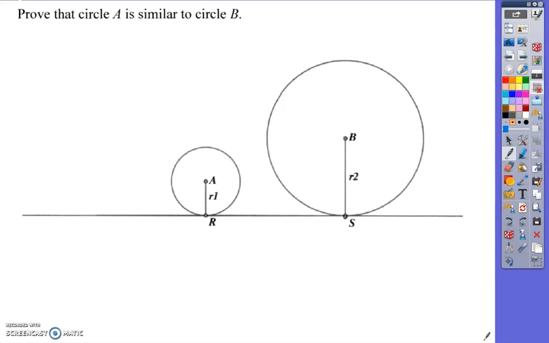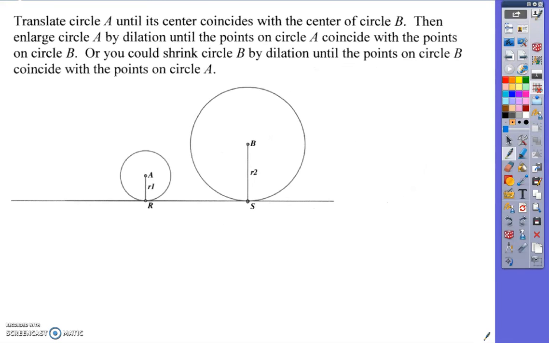So here we go. It says to translate circle A until its center coincides with circle B, then enlarge circle A by dilation until all the points in circle A coincide with the points in circle B. Or you could shrink circle B by dilation until the points are on circle B that corresponds with A. Seems pretty easy and obvious. And by the way, that's the proof. But we didn't do anything except for that. We did, because that's what would happen.